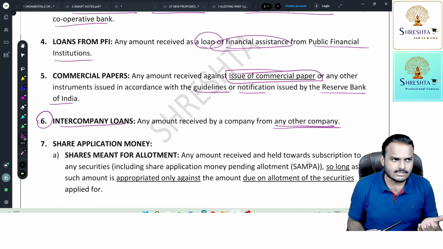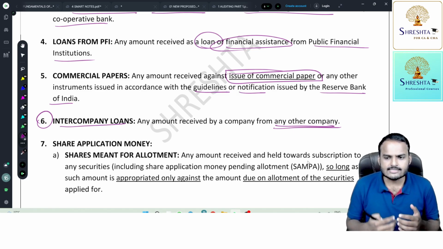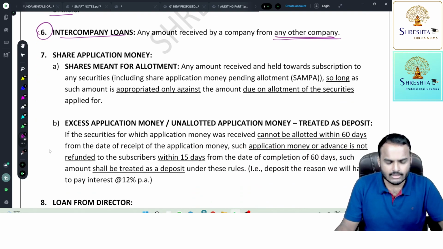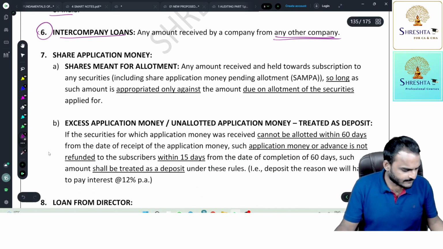If you observe the last 3 to 4 attempts, 2 to 3 times these questions came. They used to give 3 statements and ask us whether each is covered under deposit or not. So we completed 5 points. Next one, commercial papers also completed. Next, the seventh one, share application money.